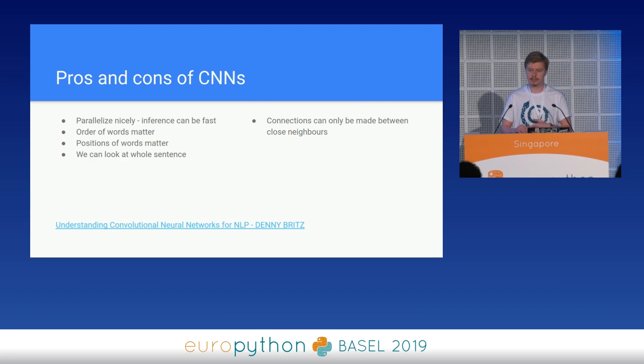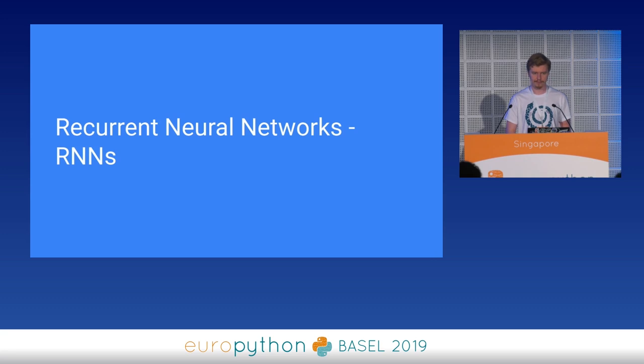Pros and cons of CNNs: they parallelize nicely and have much fewer parameters than fully connected neural networks, usually. Of course, it depends on how you build stuff. Order of words matters, finally. Position of words also matters. And if we want, we can create a network that will look at the whole sentence. It's not so easy in practice, but in theory we can. And if you want to learn more about this, another further reading is Understanding Convolutional Neural Networks for NLP. I also recommend reading that. So now, recurrent neural networks.